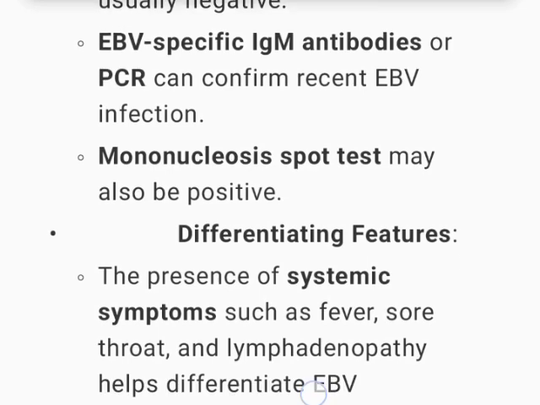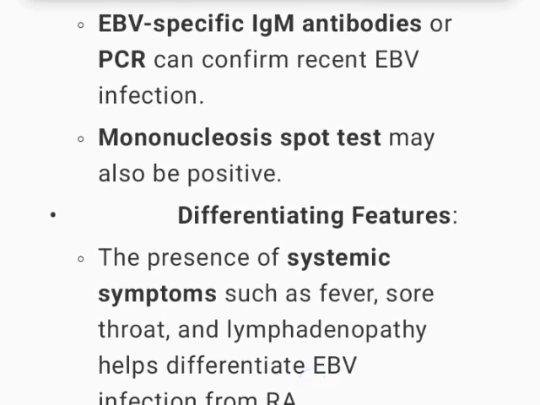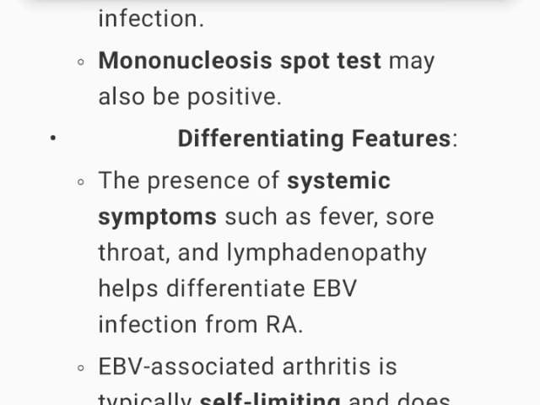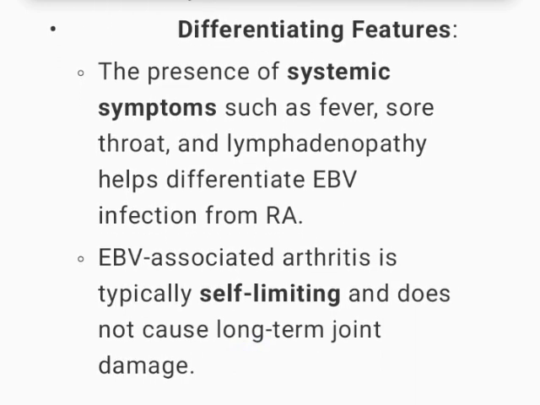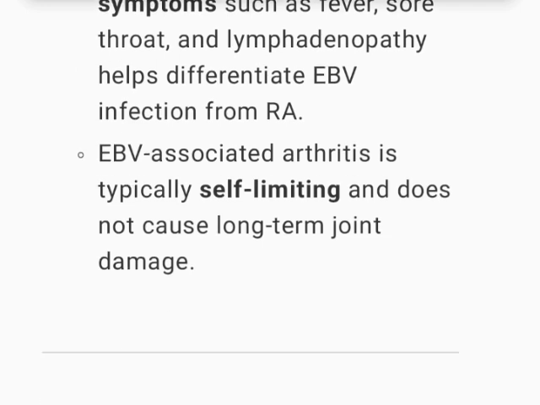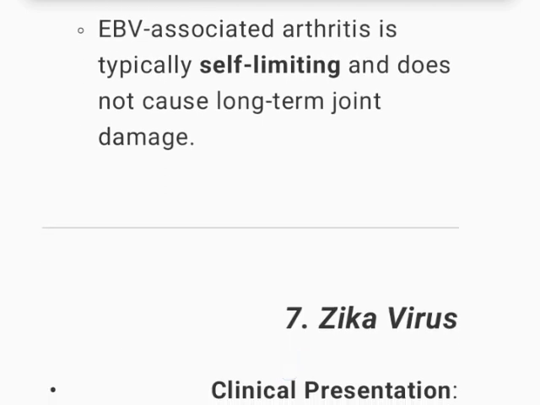EBV-specific IgM antibodies, or PCR, can confirm recent EBV infection. Mononucleosis spot test may also be positive. Differentiating features: the presence of systemic symptoms such as fever, sore throat, and lymphadenopathy helps differentiate EBV infection from RA. EBV-associated arthritis is typically self-limiting and does not cause long-term joint damage.